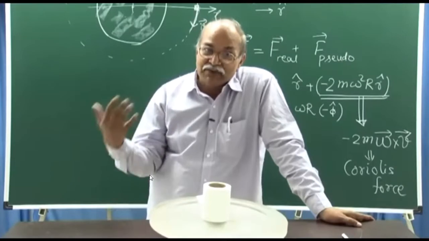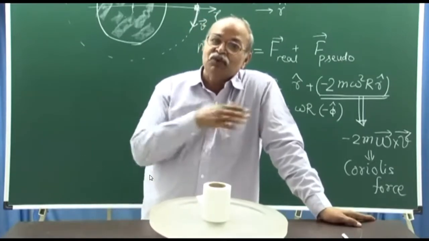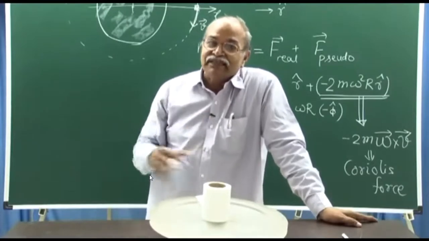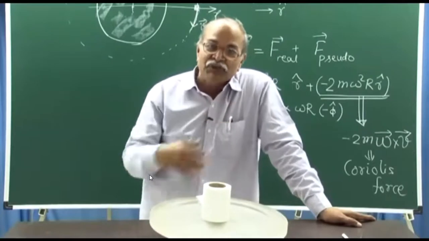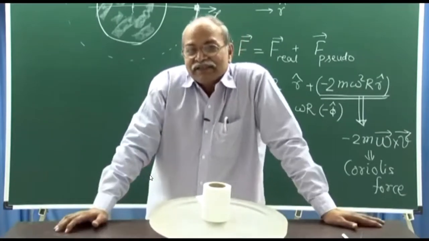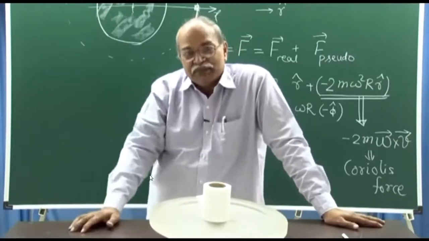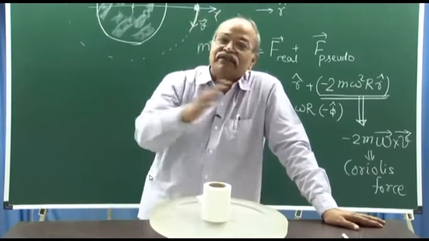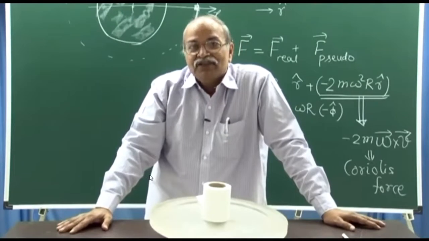Our cyclones are because of that. Because of pressure difference, air mass moves radially towards the center or away from the center, and then the transverse force makes it a cyclonic movement, and many other things which are there. If you project something with a big speed where the range is large, then that lateral deflection can be visible. So all those things are effects of Coriolis force.